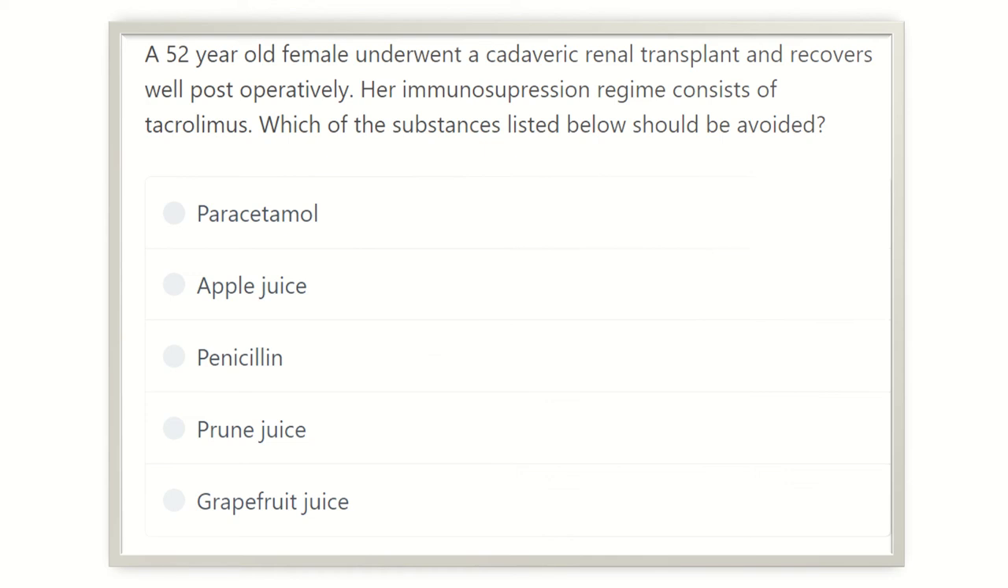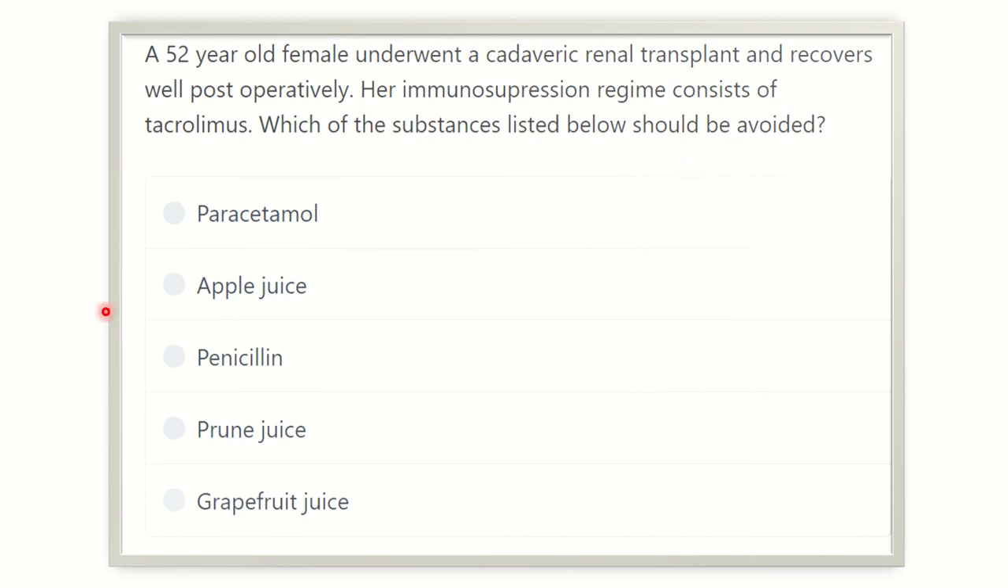So here is one of the questions of our session, and first of all we have to read the question very carefully. A 52 years old female underwent a cadaveric renal transplant and recovers well post-operatively. Her immunosuppression regime consists of tacrolimus. Which of the substances listed below should be avoided?